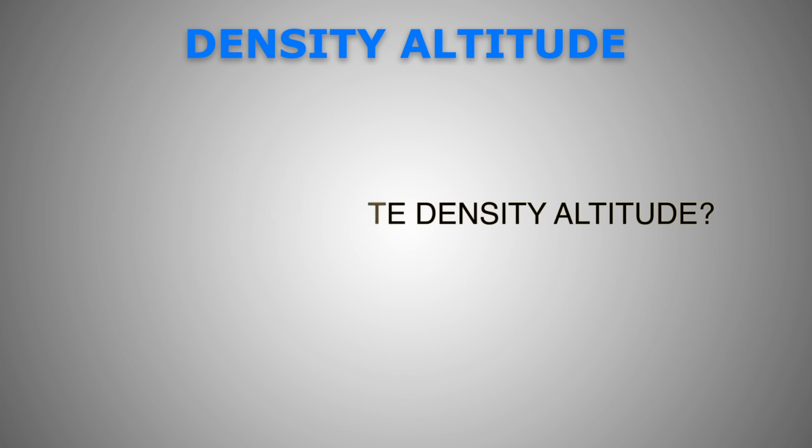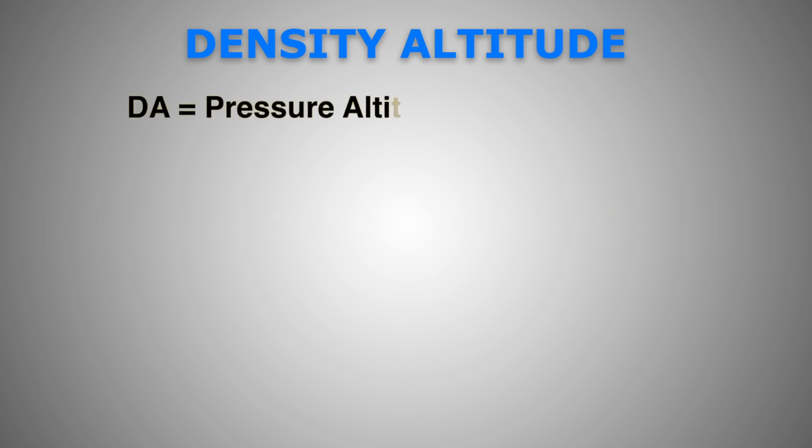Alright, now let's have a look at how to calculate the density altitude. Here is the formula. Density altitude equals pressure altitude plus 120 times ISA deviation. So as we have just said, density altitude is pressure altitude corrected for non-standard temperature. So let's correct this previously calculated pressure altitude to non-standard temperature.